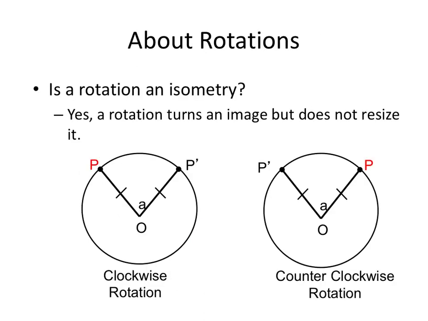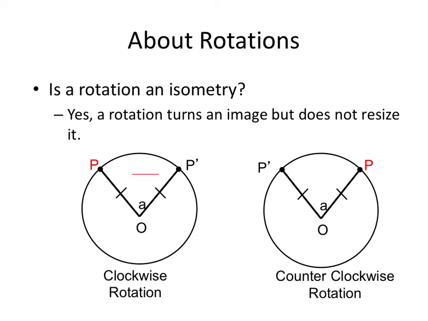So, is a rotation an isometry? Yes, it is. A rotation turns an image, but it does not resize it, so our rotated images are still congruent to the original pre-image. Okay? So if we have this point P and we rotate it clockwise, which we consider to be a negative rotation, then P prime is still exactly like P, it's just rotated. Of course, we can't have congruent points because points don't have any size to them, but you get the picture.